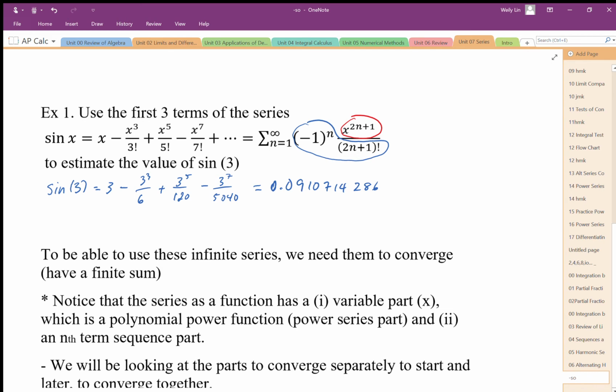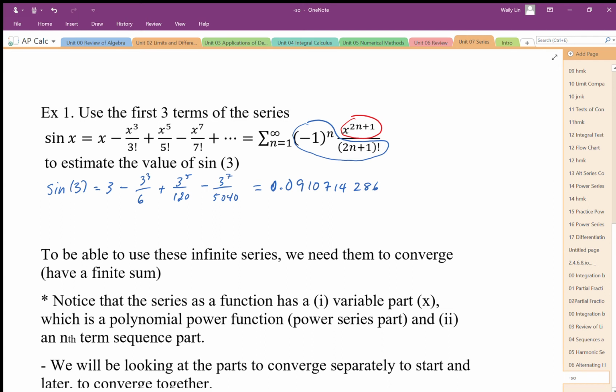Again, sine of 3 is not a nice angle. It's not quite pi, so it's going to be a little bit short of pi. So this number doesn't seem all that unreasonable. So how does this actually compare? How does this add and subtract calculation compare to the value of sine 3? When I punch it into my calculator, it's not that far off.